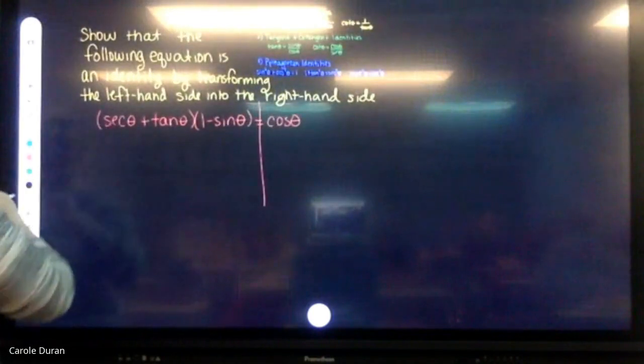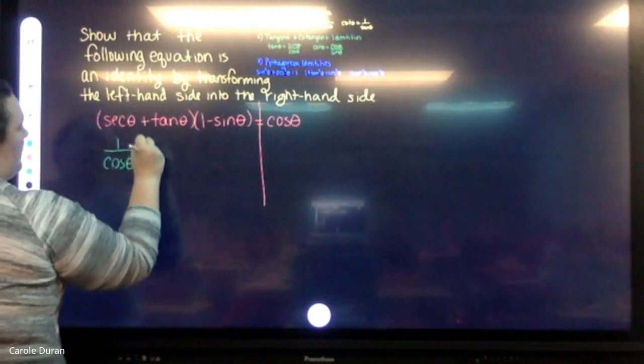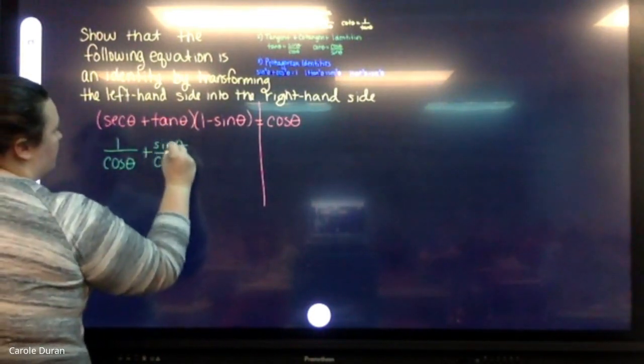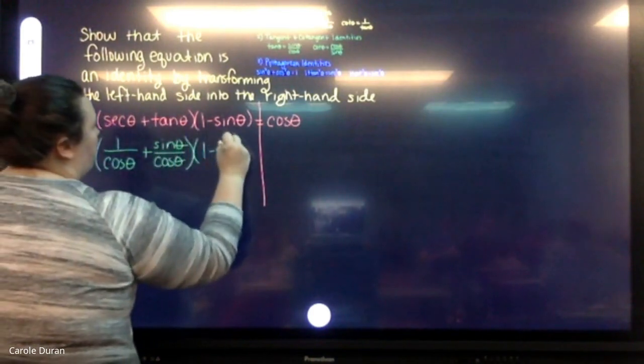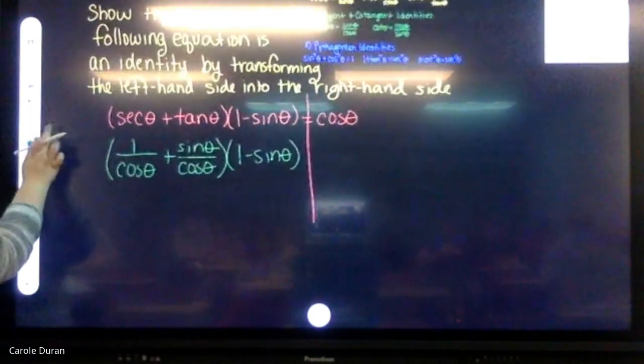So rewriting this using those, I'm going to have 1 over cosine of theta plus sine of theta over cosine of theta, still in its parentheses, times 1 minus sine of theta. Everyone okay with what I did there?